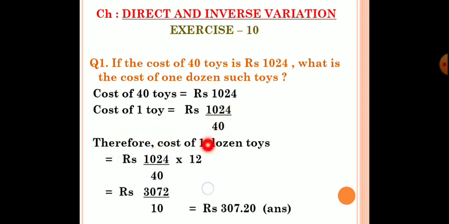Therefore, cost of 1 dozen toys will be, now we know that 1 dozen is equal to 12. So the cost of 12 toys will be, in rupees, the cost of 1 toy into 12. So cost of 1 toy was how much? 1024 divided by 40 into 12. On solving this, we'll get the amount as rupees 3072 divided by 10. This can also be written as rupees 307.20, that is rupees 307 and 20 paise.